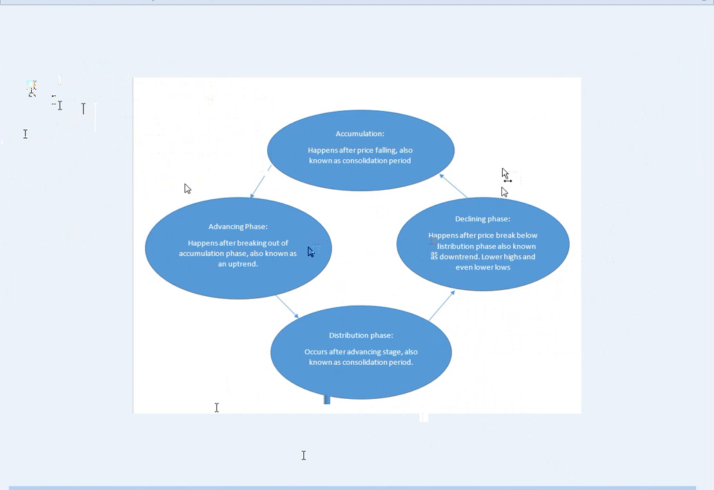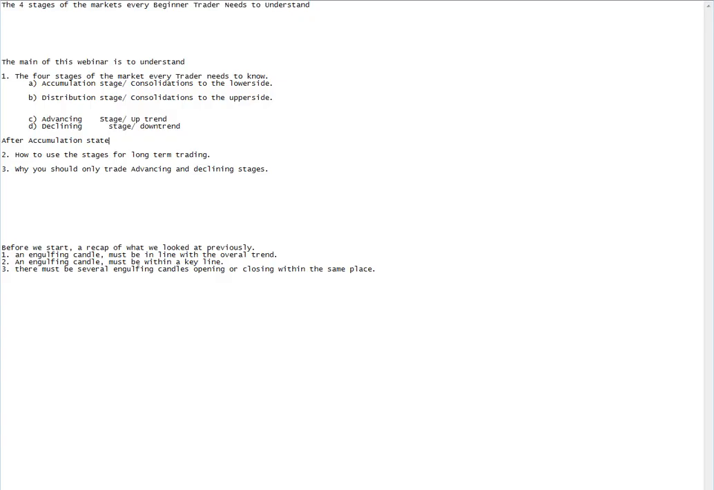After the accumulation stage, we move to the advancing stage, before we go to the distribution stage, then lastly we go to the declining stage. So this is basically a circle. We are moving in a circle, like there's something like this.